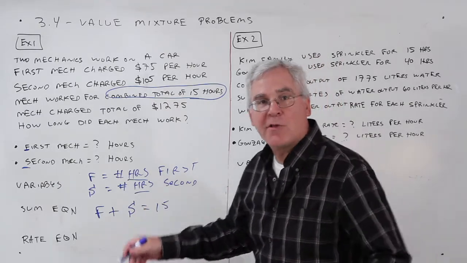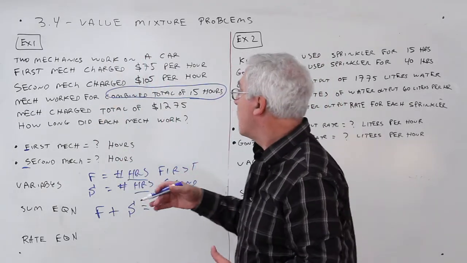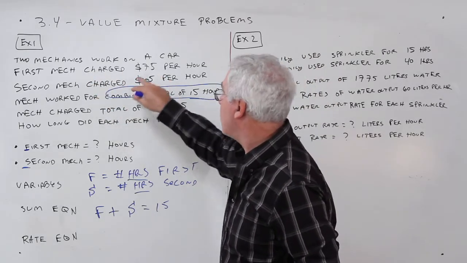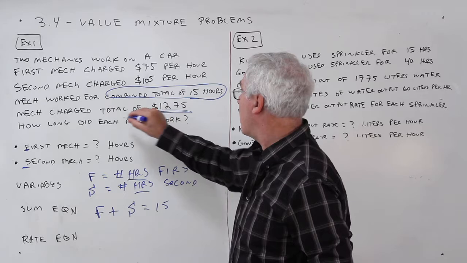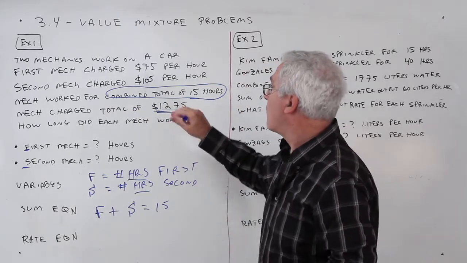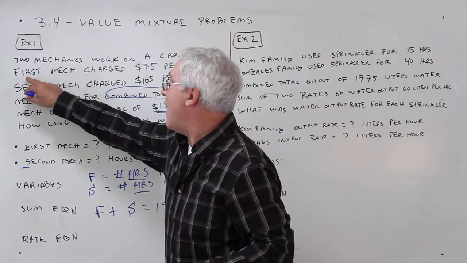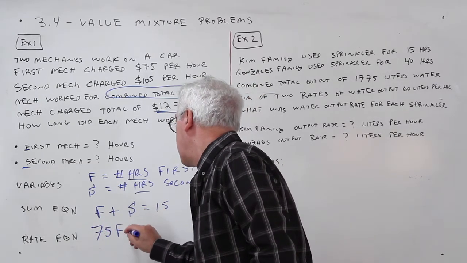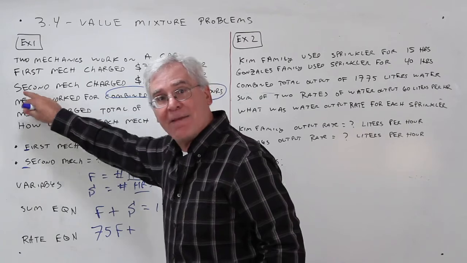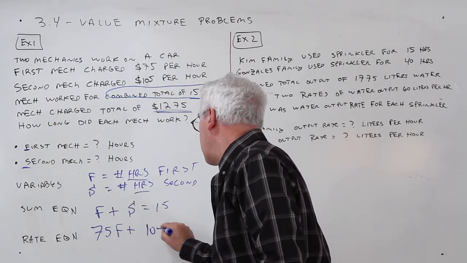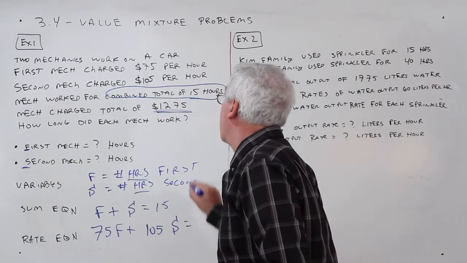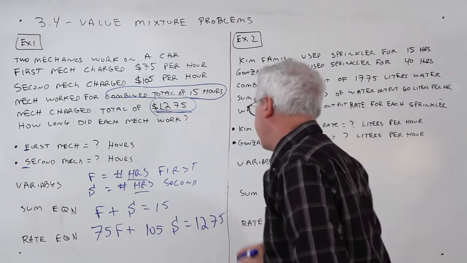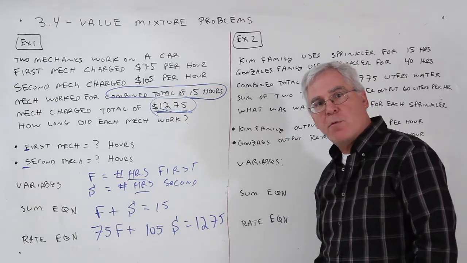Then the rate equation will involve the other sentences. So I go to the other sentences, I see he charged 75, he charged 105, and a total of that many dollars. So it's going to be 75F plus 105S equals that 1275. Okay, we'll do a few more of these.